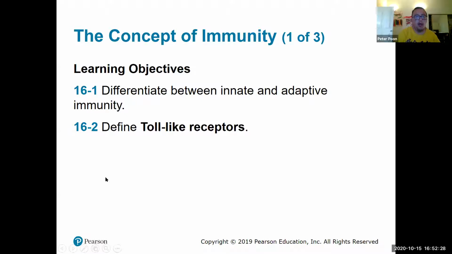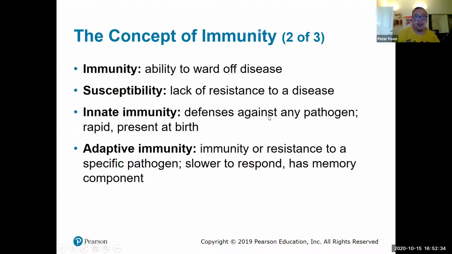Number one, 16.1 is kind of important. So these are definitions. Innate immunity, you're born with it. That's innate. Adaptive immunity, you have to adapt. Adaptation takes time, so adaptation will always be slower to respond, but the payback is that it has a memory component.